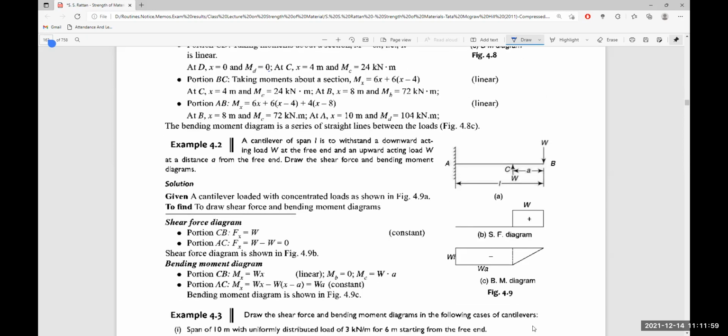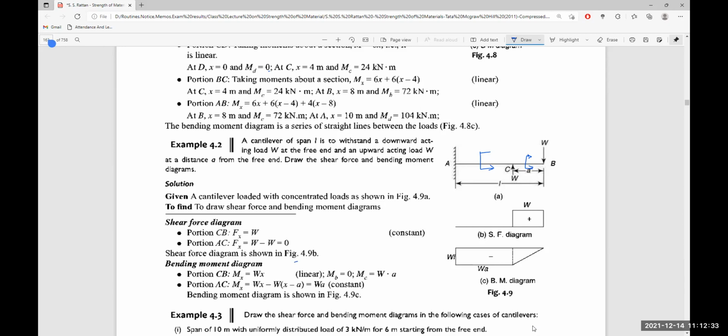How will you do it? For the cantilever with concentrated loads, first draw the shear force diagram. In the portion from the free end to the upward load, Fx is equal to W. In the portion after that, the two loads act in opposite directions, so Fx is equal to 0.